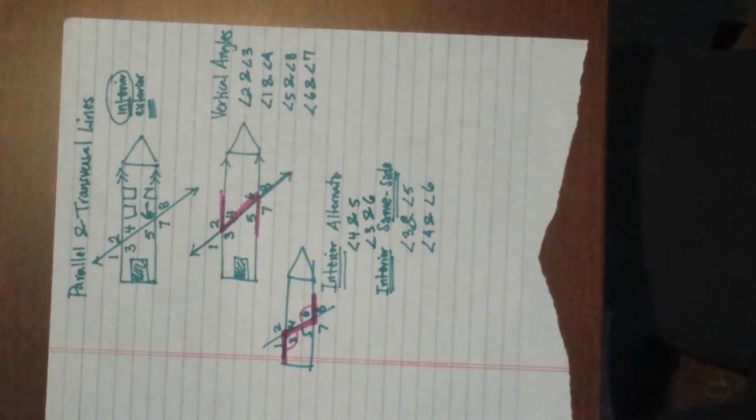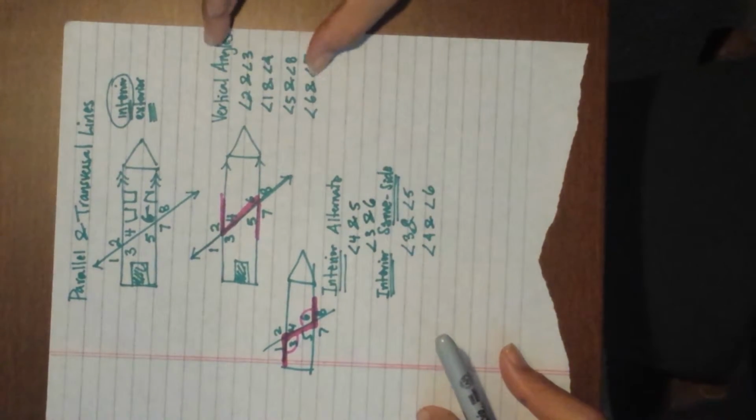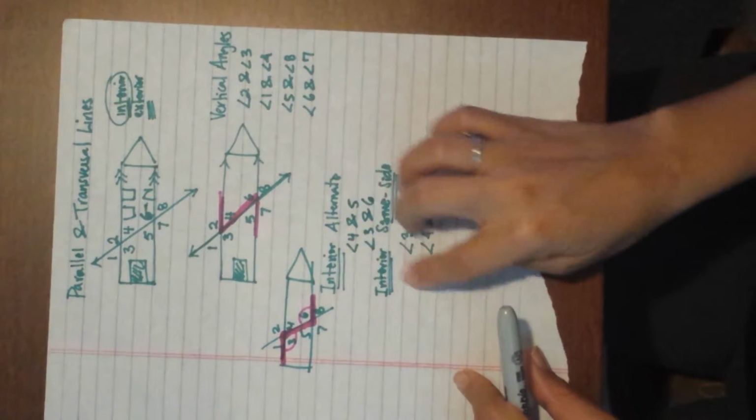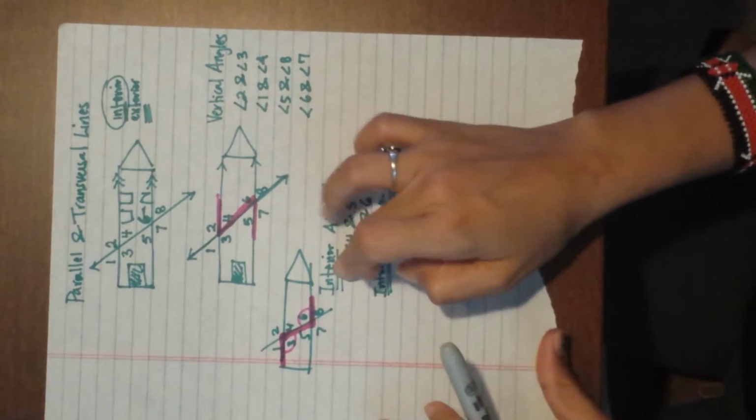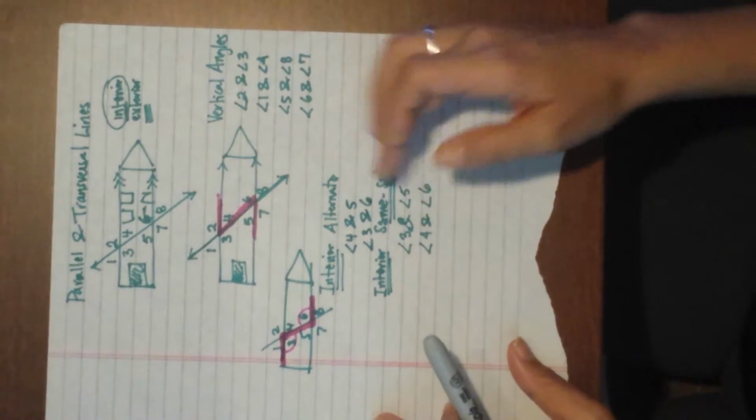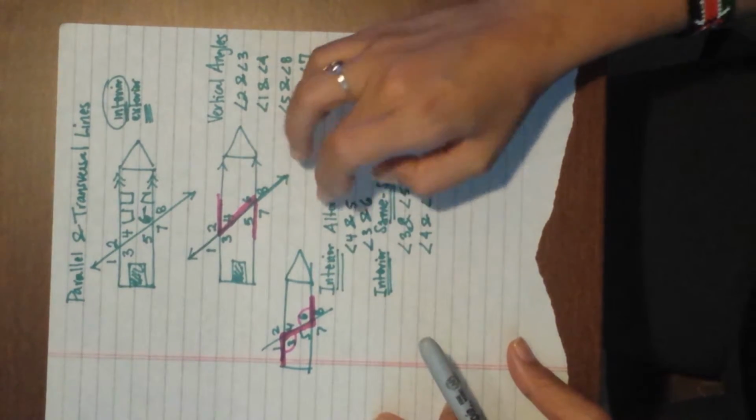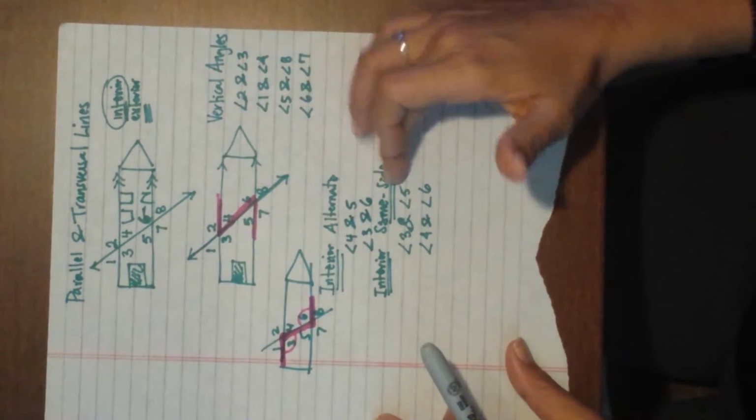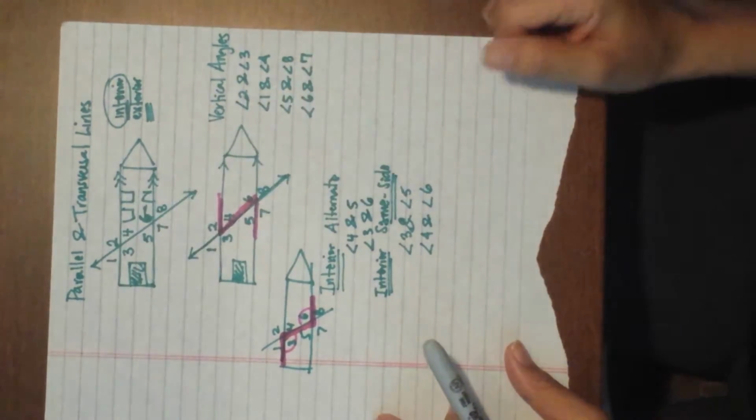So far we've covered vertical angles, which you should be really good at, the folding V's. We've covered the two interior types of angles. Remember, interior is inside the house. And we've covered alternate and same side. So alternate would be on alternate sides of the transversal. Same side, they're on the same side of the transversal.